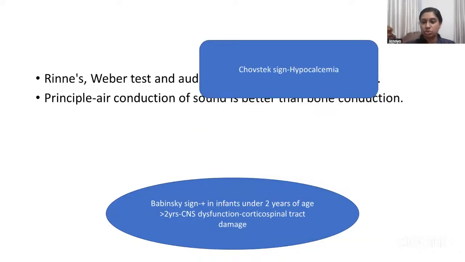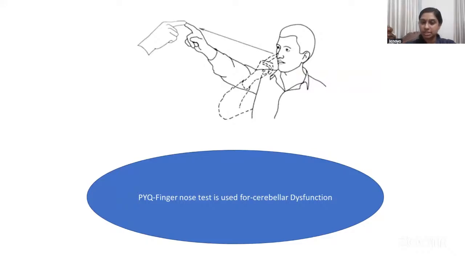Chvostek's sign that we discussed in the previous section is due to hypocalcemia. And this is the finger nose test. It's used for the demonstration of cerebellar dysfunction. Usually, the patient is asked to touch the nose, and after that, to touch the forefinger of the examiner. The examiner's forefinger is moving alternately, and the patient is asked to touch it. This process is continued. Thereby, we are assessing the cerebellar functions. So it's a test used for cerebellar dysfunction assessment.